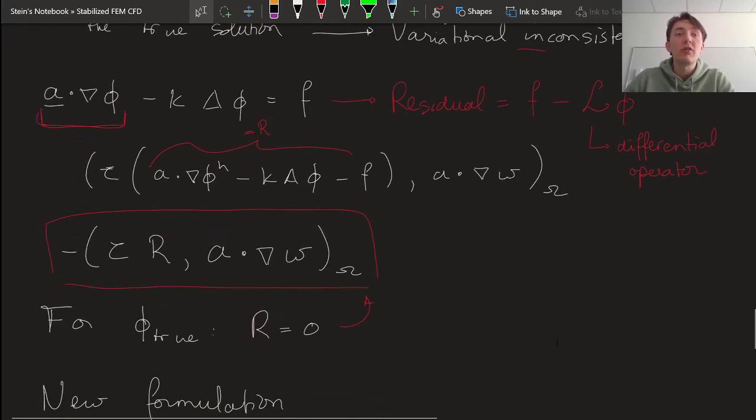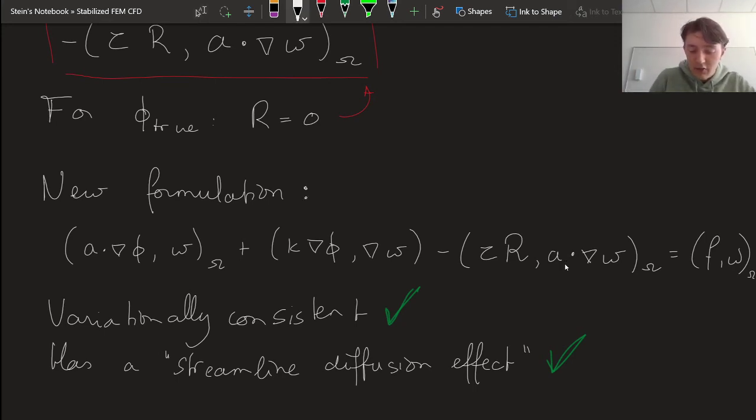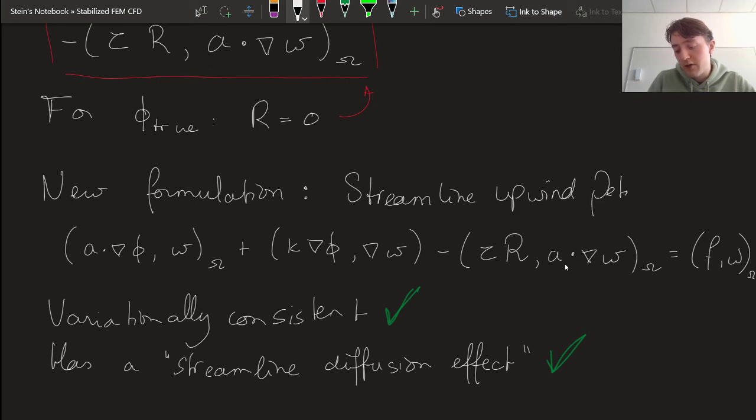But this is sort of a generalization. So this new formulation is a generalization of the streamline diffusion method in a variationally consistent sense when we're using higher order basis functions, so quadratic, cubic basis functions, or when the right-hand side forcing is non-zero. Now this method has a name. This is the Streamline Upwind Petrov-Galerkin method, or SUPG.